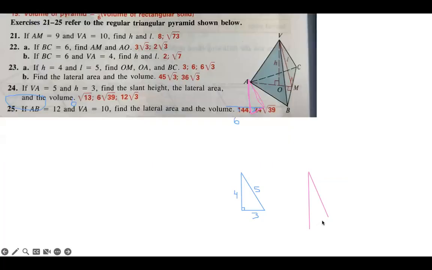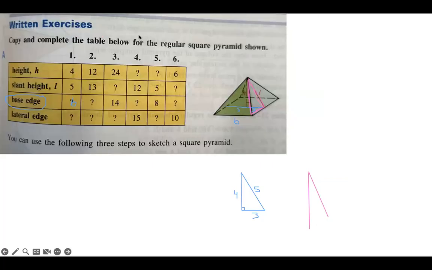All right, I need one more line. Give me a line. Oops. Why did it come off of a line? There we go. All right. So what pieces of information do I know? Well, I know that the slant height was 5. I found out that half of a side is 3.